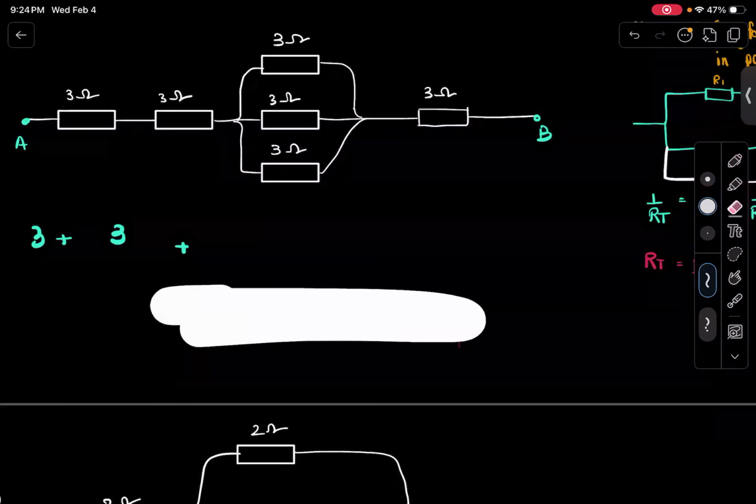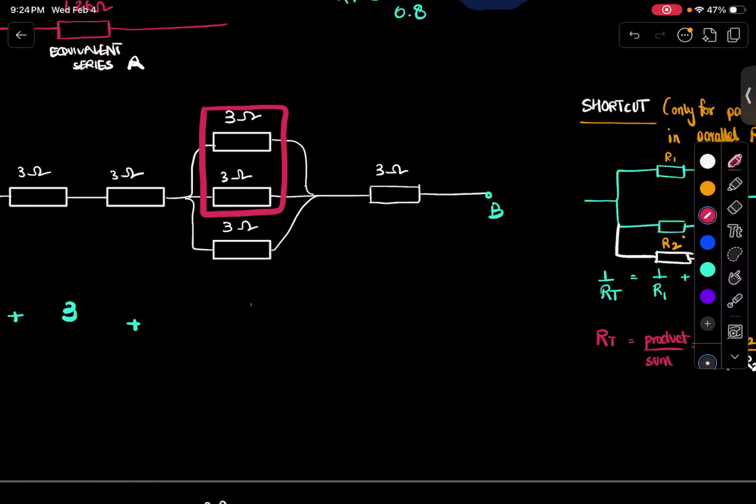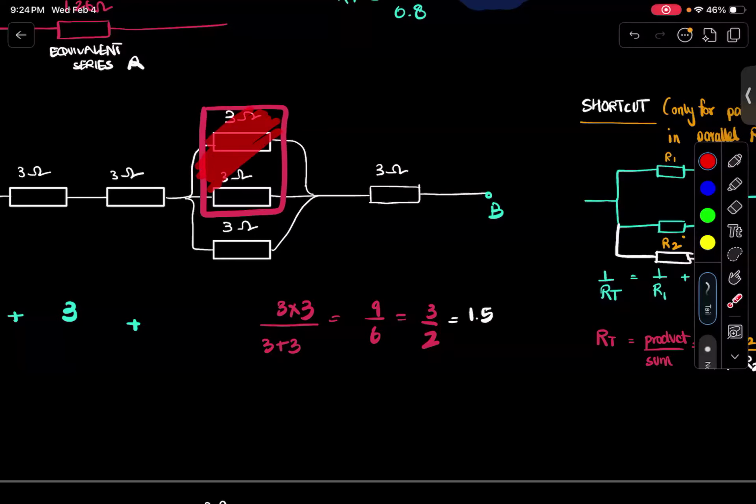So how do you do it using the product over sum? Let's find the combined resistance of these two parallel resistors. Product over sum: 3 times 3 over 3 plus 3, which is 9 over 6. So 9 over 6 gives me 3 over 2, so 1.5, right? So you could consider these two resistors to effectively be a 1.5 ohm resistor, okay?